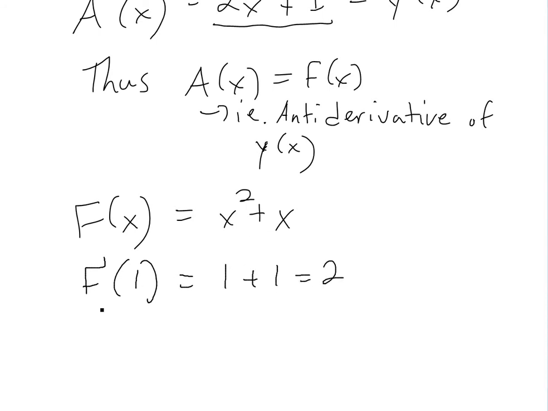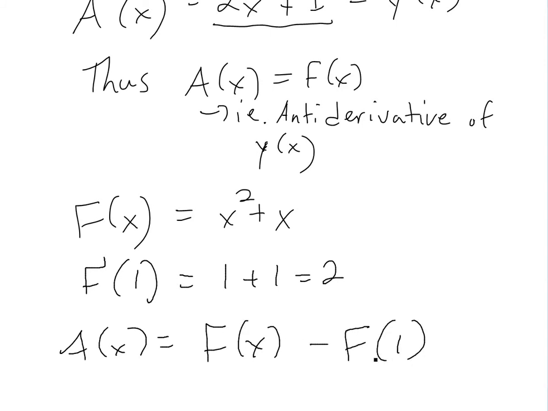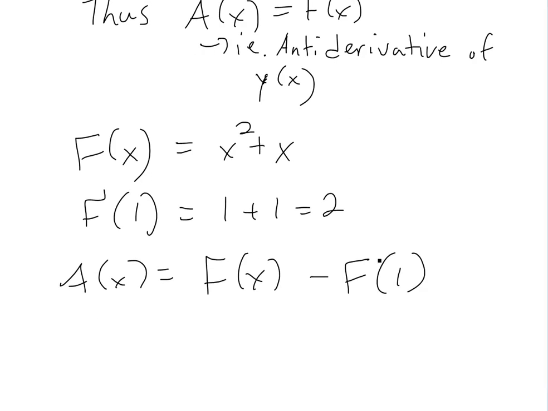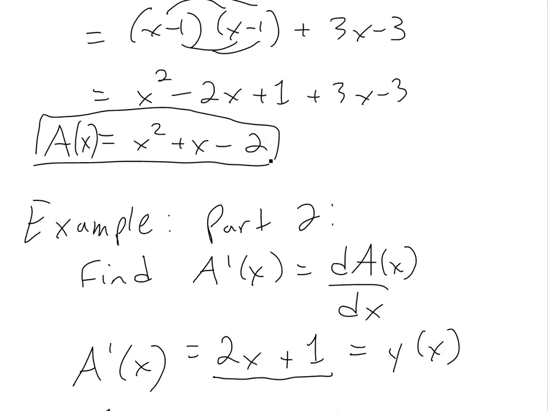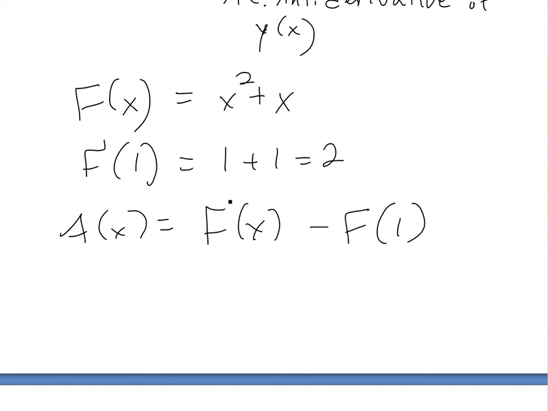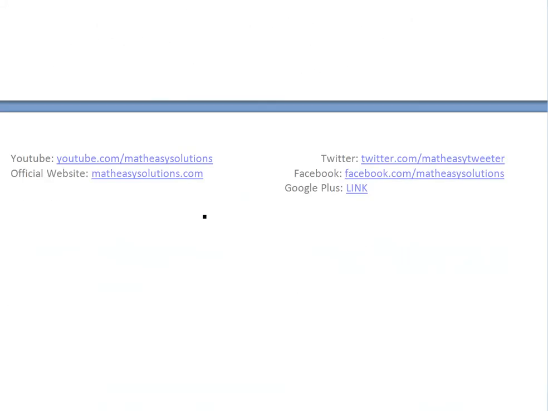2. So then the area function is just equal to the antiderivative at x minus the antiderivative at 1. Because this one is -2 here, so that's all we have. So we have x squared plus x minus 2. And this is true for all functions, which I'll prove in later videos. Well, let's just illustrate this with another example.